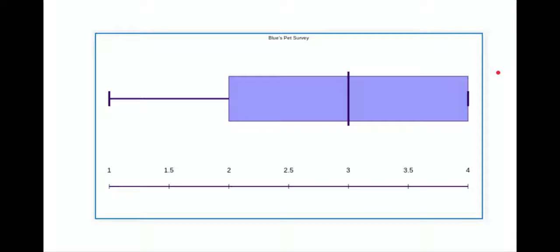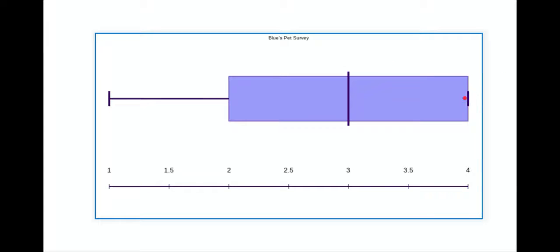So we have a title, Blue's Pet Survey. Our median is represented by this line right here. Our lower quartile is 2, which is the left edge of the box. Our upper quartile is 4, which is the right edge of the box. If you notice, we only have one whisker, and that's because our lowest number in our data set was 1, and that's represented by this whisker here that we connected with a line to the box.